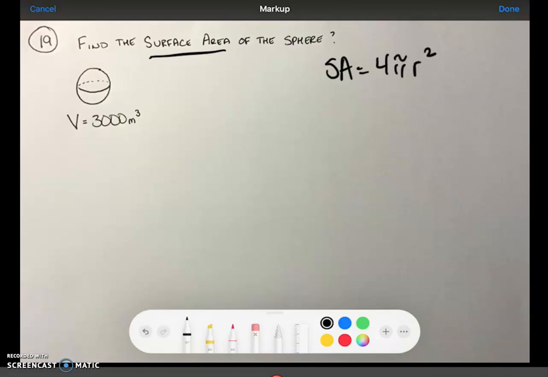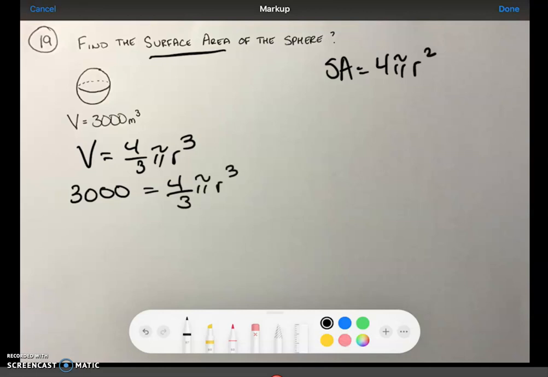Of course, what we need is the radius. They don't give us the radius, but they give us the volume. So what we're going to end up doing is working this problem backwards and figuring out what the radius is. And then once we know the radius, we can use that to figure out the surface area. So instead of V volume, I'm going to put 3,000 there. And I'm just going to work this backwards.